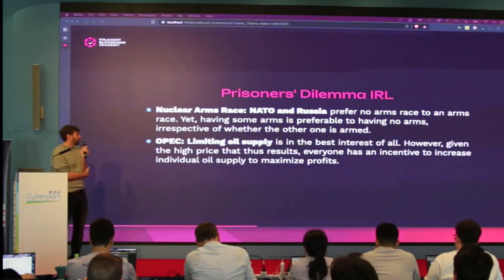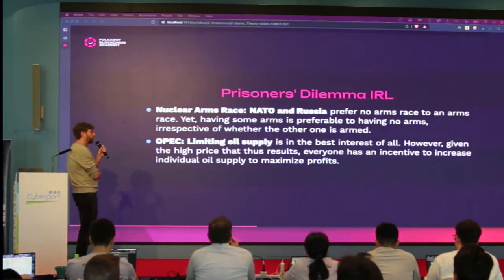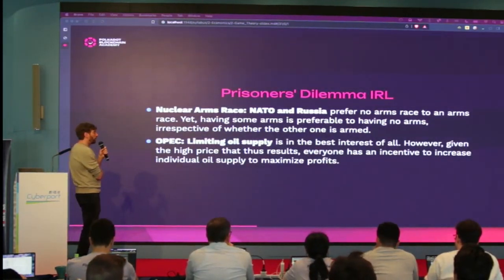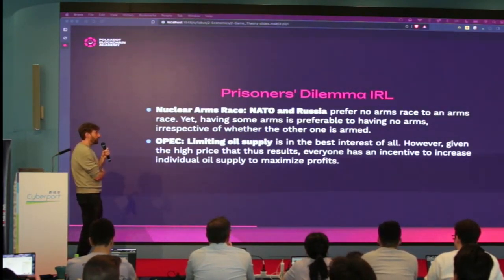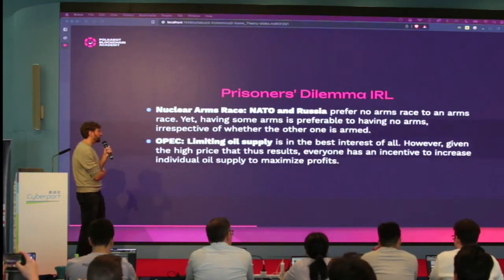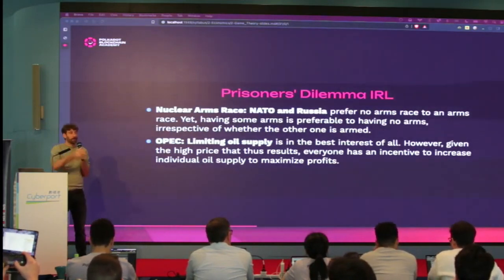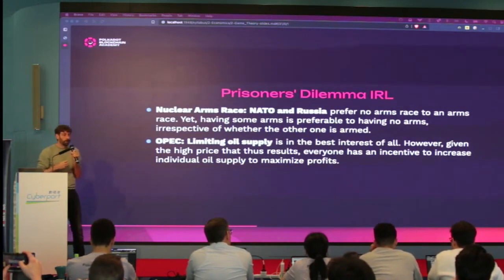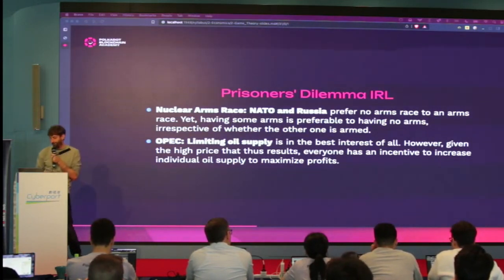Another example, OPEC limiting the oil supply is basically in the best interest of all, right? Because a more limited supply means they can have a higher price. But everybody has kind of an incentive to increase individual oil production and actually remove the profit from the other one by producing more than the other one.